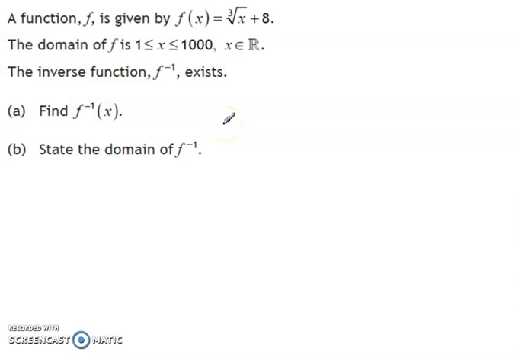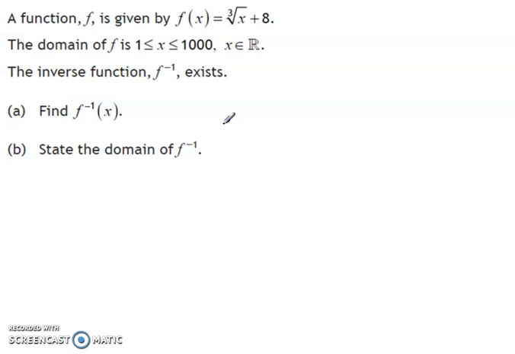So here we have the 2019 Higher, paper 2, and we're focusing on question 9 in this video. Question 9 looks at functions and their inverses and also domains and ranges of these functions. So first thing we have to remember is what a domain and a range is.